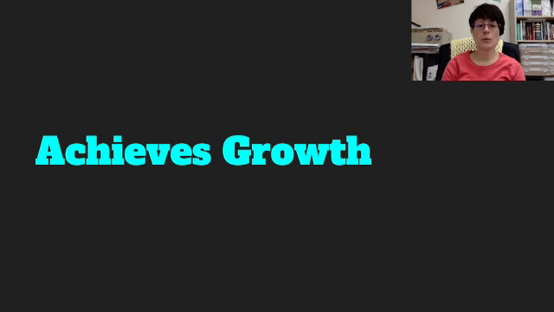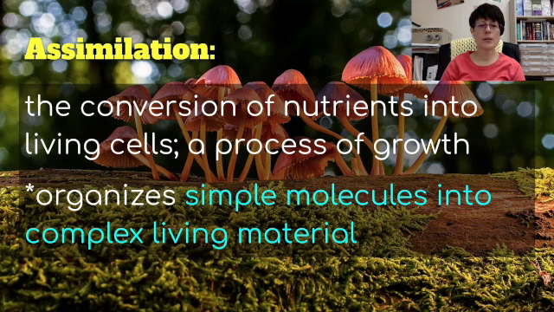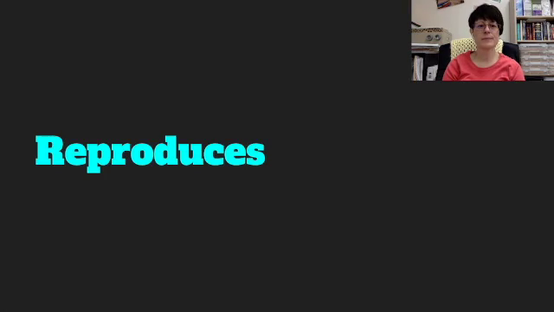They achieve growth. And a process involved in this is called assimilation. This is the conversion of nutrients into living cells, and it is a process of growth. In order for a living thing to grow, it needs nutrients. And there are other processes that we're going to talk about in the attributes of living things that help them to acquire these nutrients. And assimilation is when an organism organizes simple molecules into complex living materials. So they take in simple molecules and make more complex things out of them.